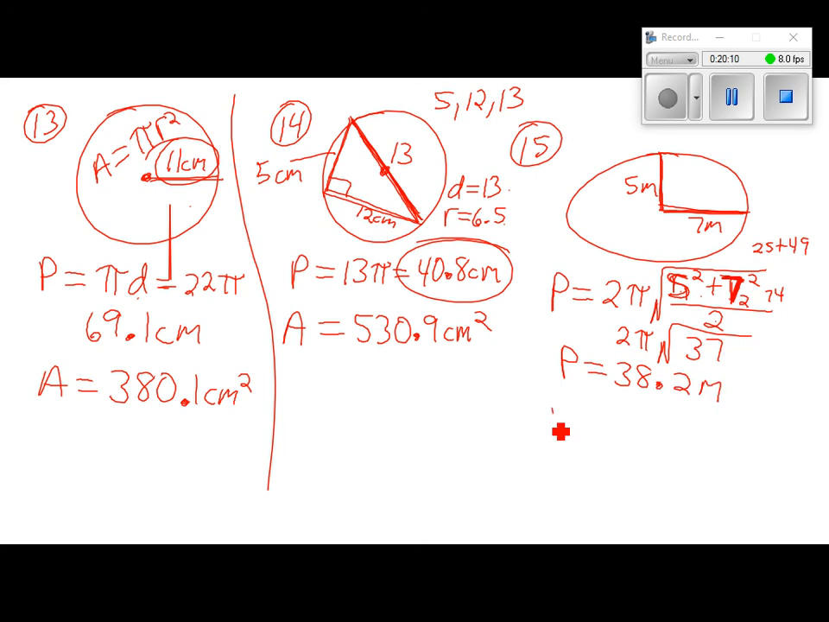For area, the formula for the area of an ellipse is just pi times radius 1 times radius 2. Our radius 1 this time is 5, our radius 2 is 7. So you just punch into your calculator pi times 5 times 7. And you end up with an area of about 110.0 meters squared.